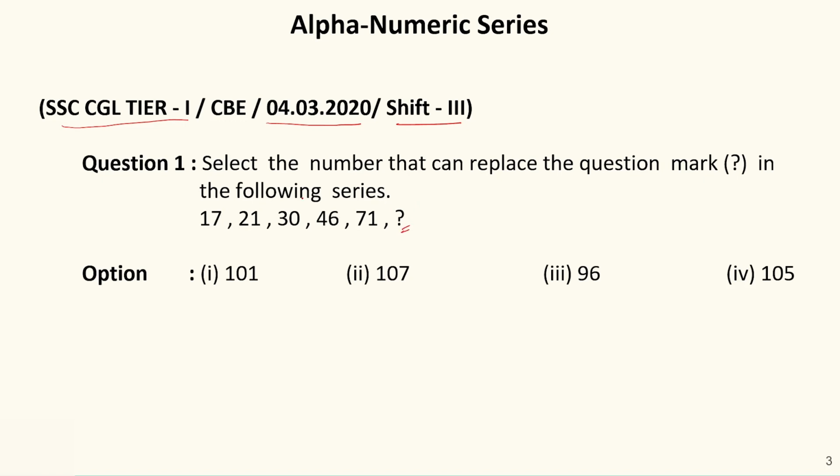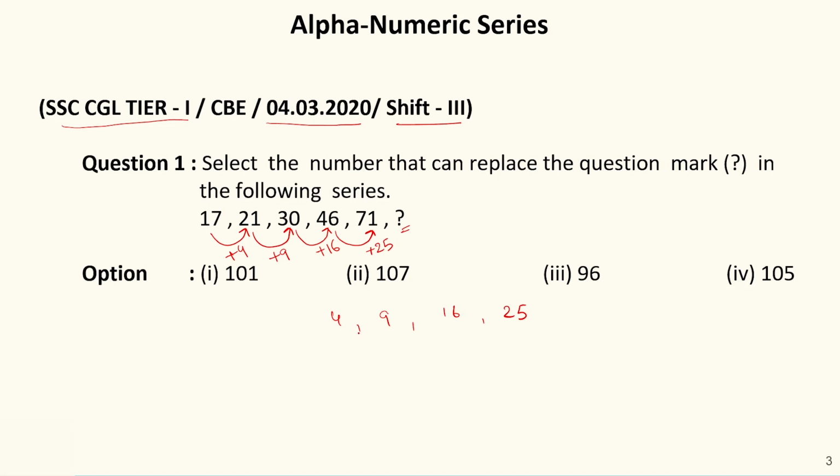So let us start. I can see from 17 to 21, there is an increment of 4. Yes. From 21 to 30, there's an increment of 9. Yes. From here, there's an increment of 16. And if I add 25 to this, will I get 71? Yes. So I can see the numbers are increasing by 4, 9, 16 and 25.